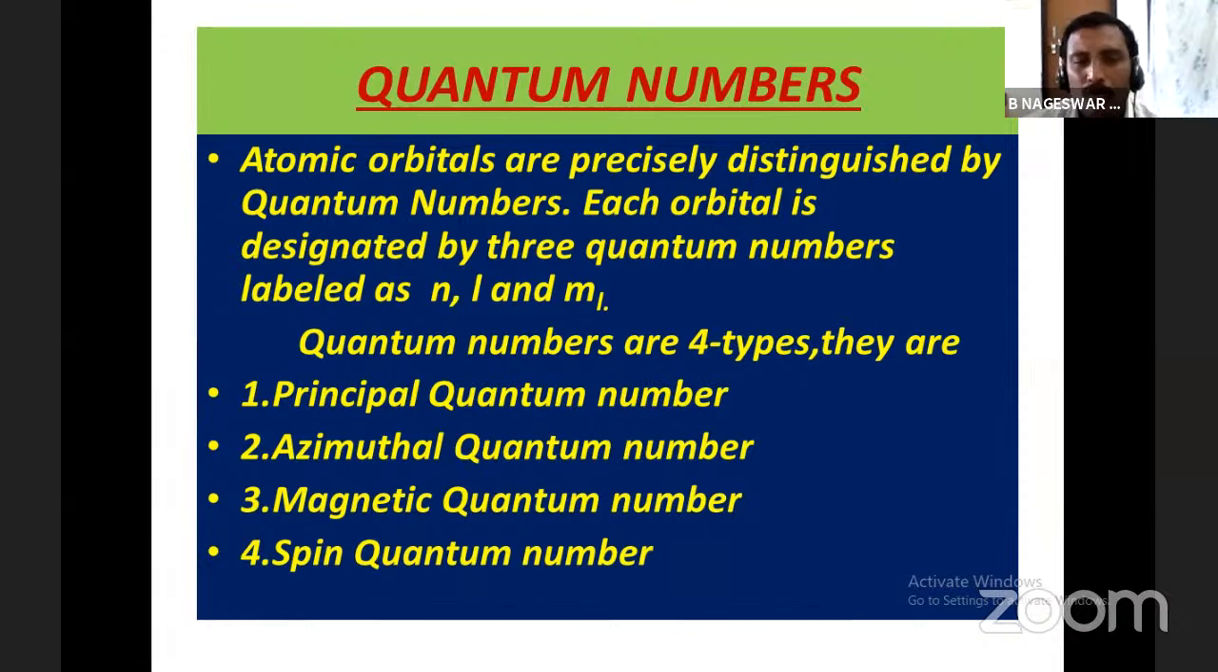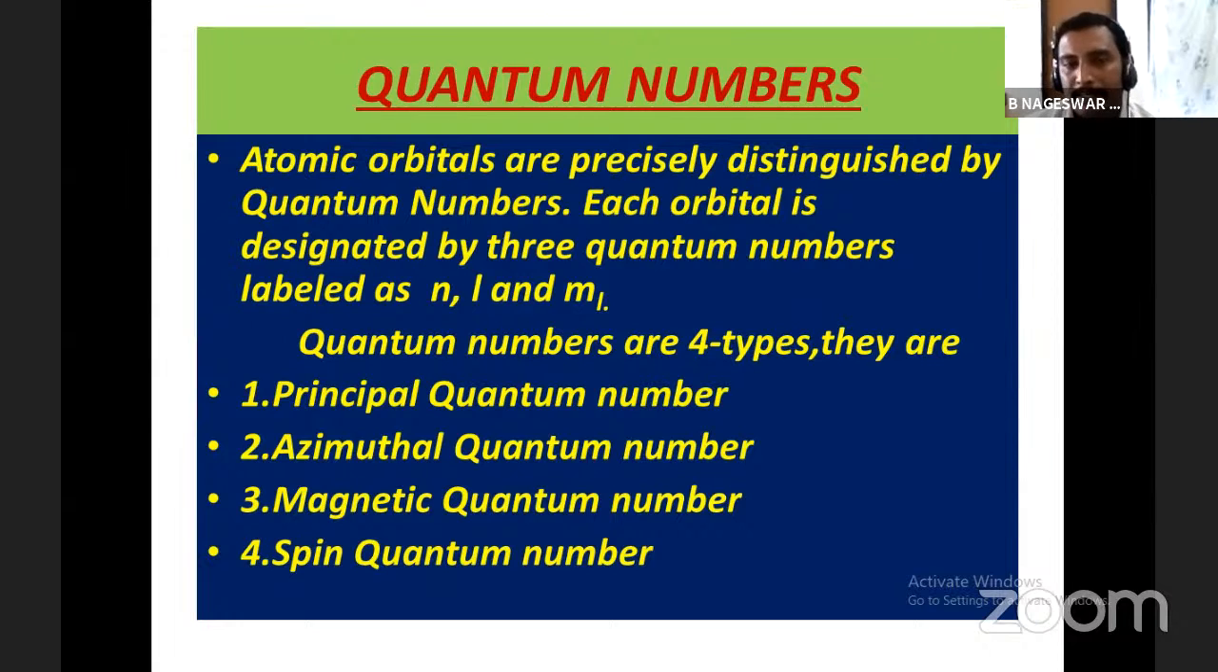If you want to know where the electron is present, what is the energy of the electron, what is the shape of the orbital, where the electron is exactly present, to find out the position of the electron, so many things we have to understand by quantum numbers. That means atomic orbitals. What are the uses of quantum numbers? Atomic orbitals are precisely distinguished by quantum numbers.